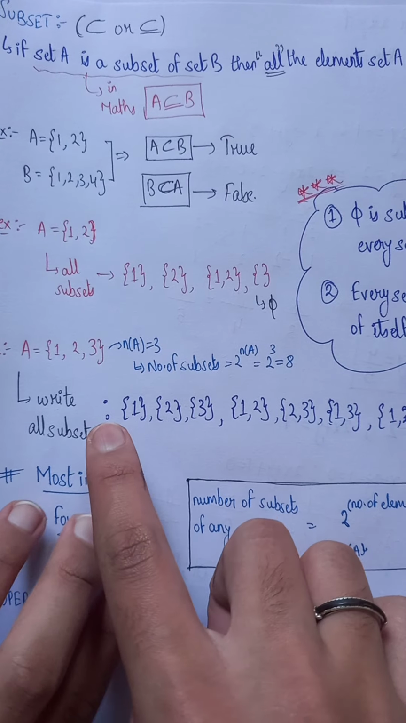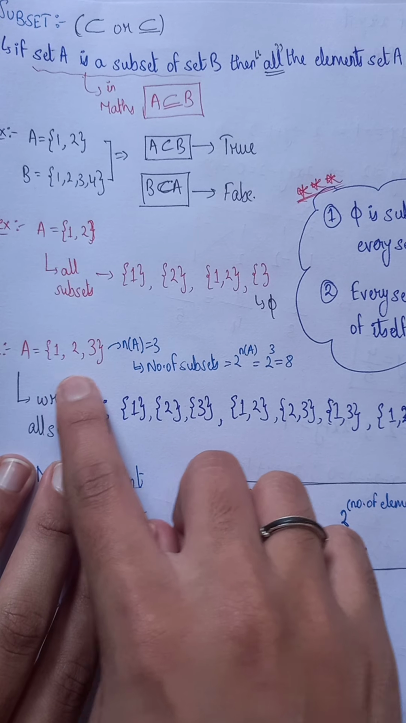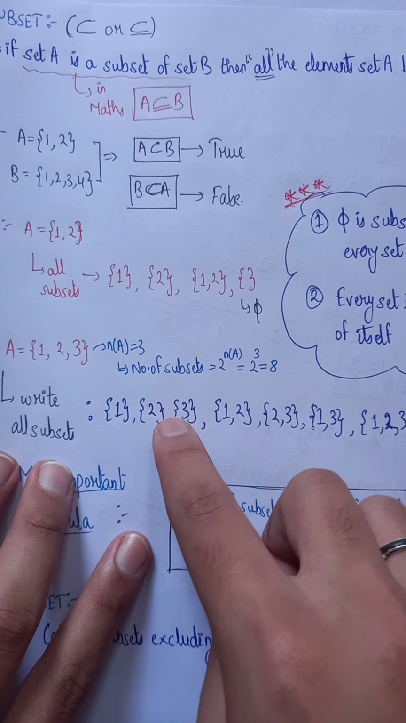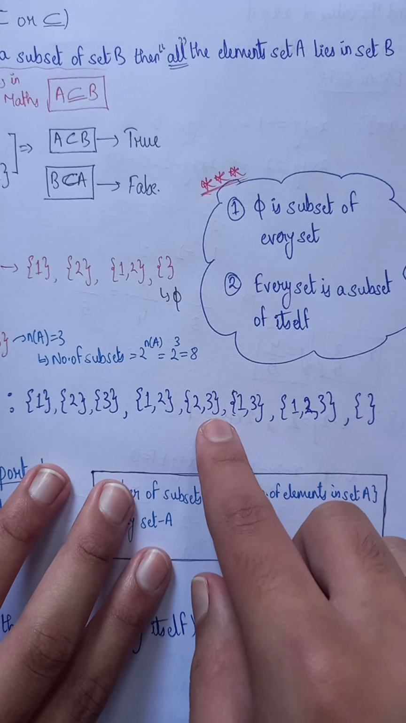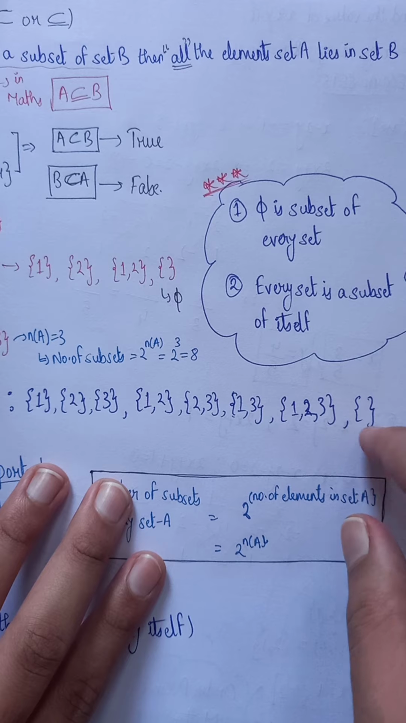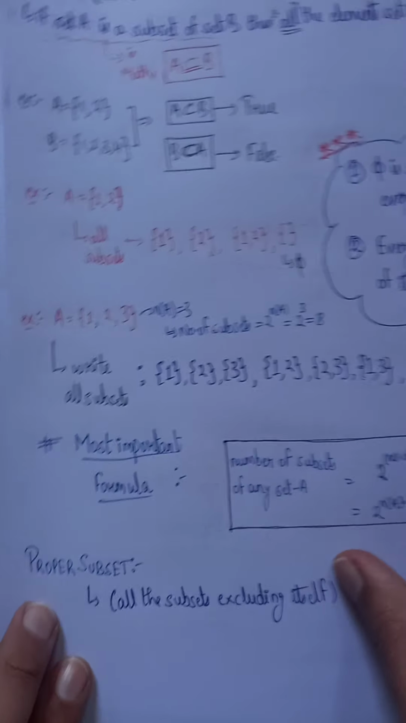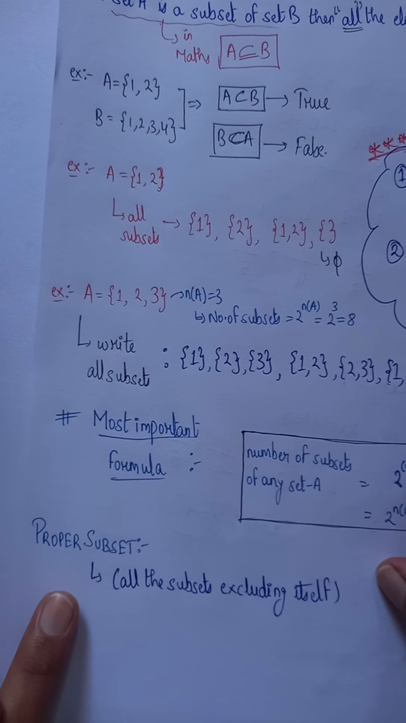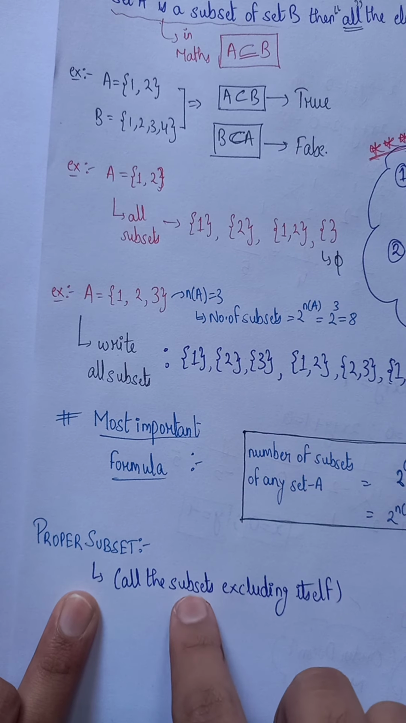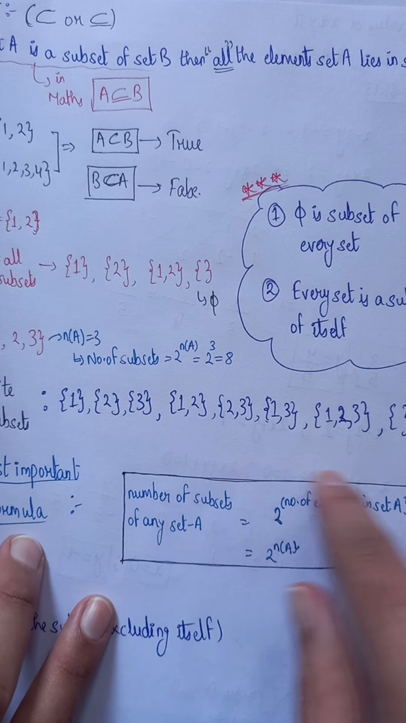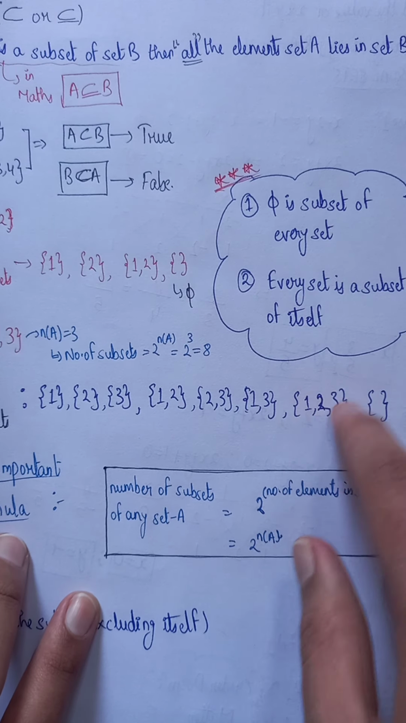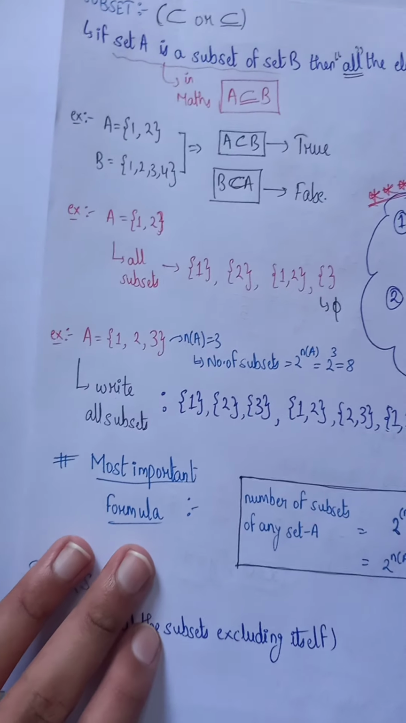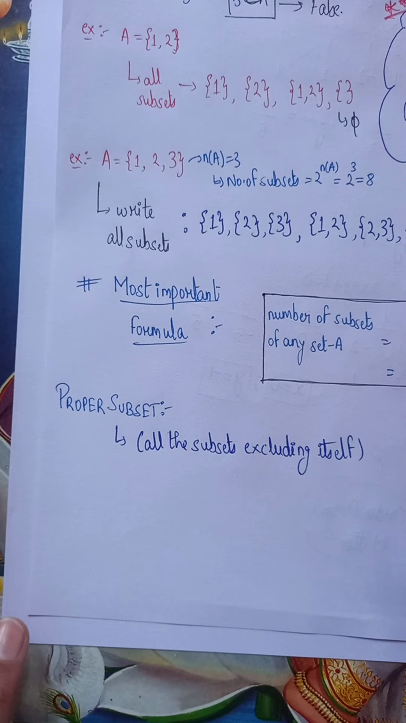So when we had to write the subsets for this set, we wrote {1, 2, 3}, then {1, 2}, {2, 3}, {1, 3}, and then the empty set. But in proper subset we don't include this, because according to the definition of proper subset, it is all the subsets excluding itself. So we need to exclude this according to this question. Okay, so that's a proper subset.